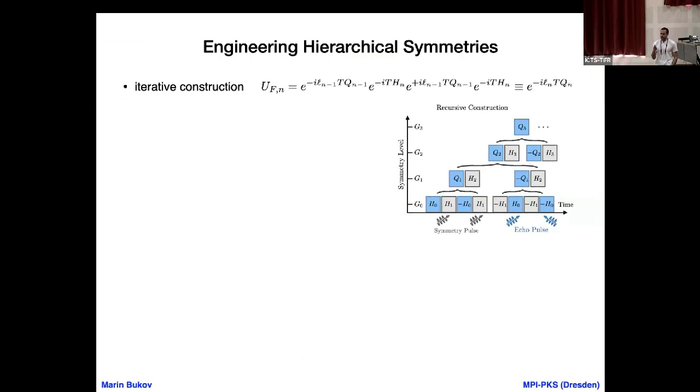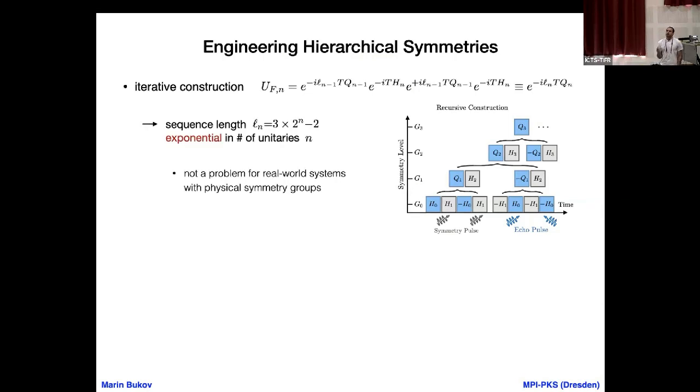Okay, so in a nutshell, what we have is an iterative construction, and it can be summarized pictorially in the following way. On the x-axis, I have time, where I'm applying these gates, and on the y-axis, I have these symmetry groups. I'm going to start with this elementary sequence with H0, H1, minus H0 and H1, and the whole thing then would generate Q1, which has symmetry group G1. Then I can come up with an alternative sequence that would generate negative Q1. I can combine them together, because now it has the same structure, to get Q2, and so forth. You can imagine how this goes further.